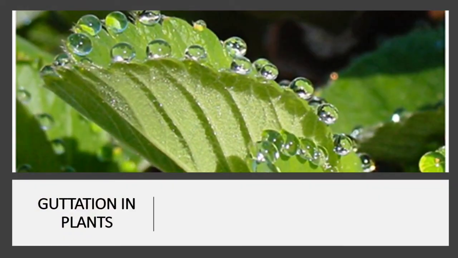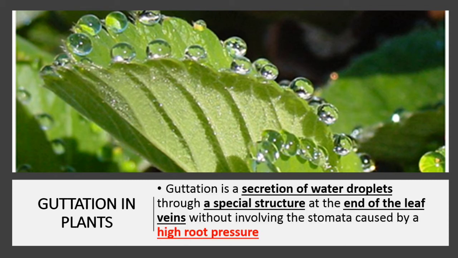Next, guttation in plants. Can you see the water droplets at the edge of the leaf? So this is guttation. Guttation is a secretion of water droplets through a special structure at the end of the leaf vein without involving the stomata, caused by a high root pressure. How does guttation occur?